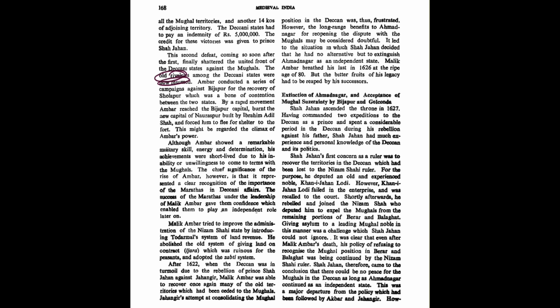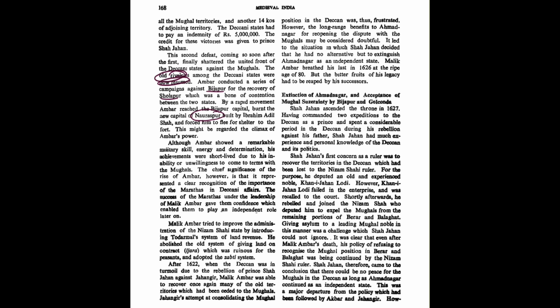Ambar conducted a series of campaigns against Bijapur for the recovery of Sholapur, which was a bone of contention between the two states. By a rapid movement, Ambar reached the Bijapur capital, burnt the new capital of Nauraspur, built by Ibrahim Adil Shah, and forced him to flee for shelter to the fort. This might be regarded as the climax of Ambar's power.